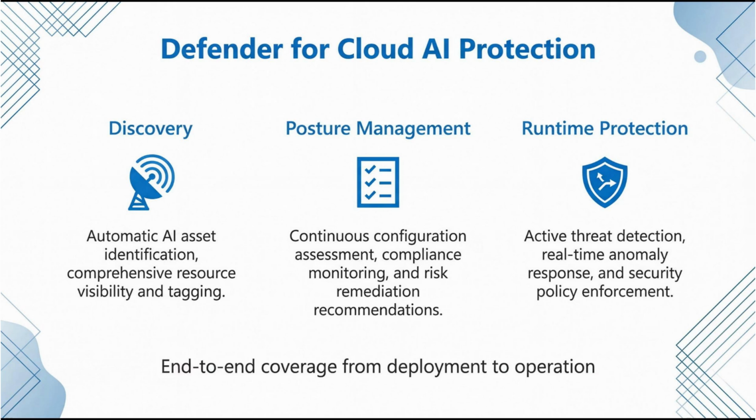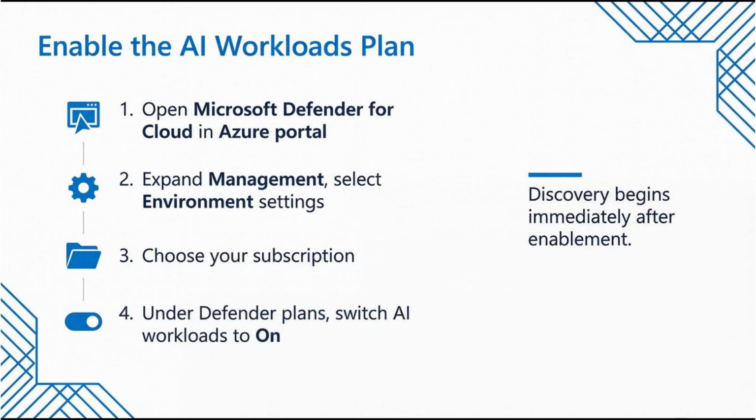Runtime protection offers active threat detection with real time anomaly monitoring, behavioral analysis, response actions, and security policy enforcement, ensuring end to end coverage from initial deployment through production operation. To begin protection, enable the AI Workloads plan in Defender for Cloud. Navigate to Environment Settings in the Azure portal, select your subscription, and toggle AI Workloads to On.